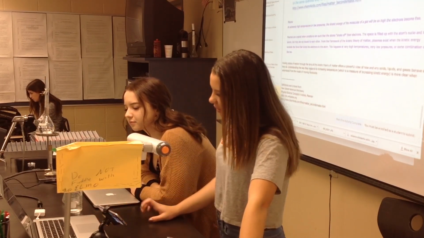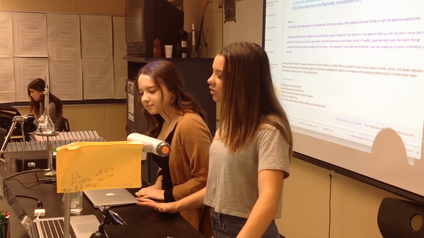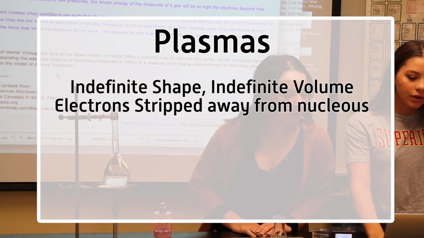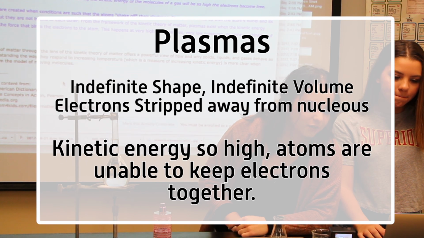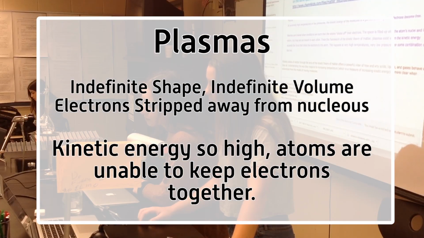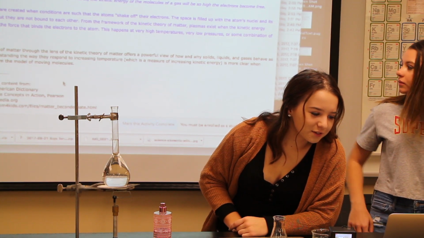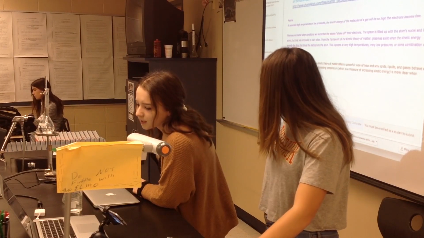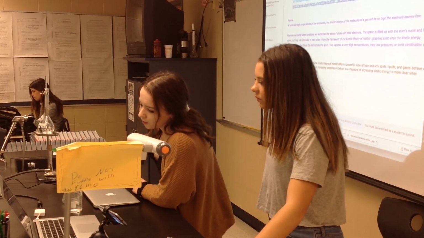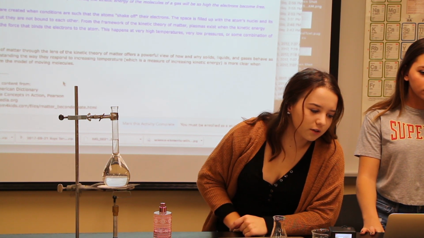All right, now moving on to plasma. At extremely high temperatures, the kinetic energy of the molecules of the gas will be so high that the electrons become free. Plasmas are created when conditions are such that the atoms shake off their electrons. The space is filled up with nuclei and electrons, but they are not bound to each other. From the framework of the kinetic theory of matter, plasmas exist when the kinetic energy exceeds the force that binds the electrons to the atom. This happens at a very high temperature, very low pressure, or some combination of the two.